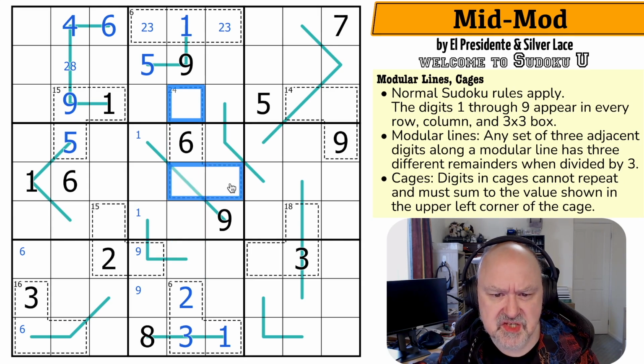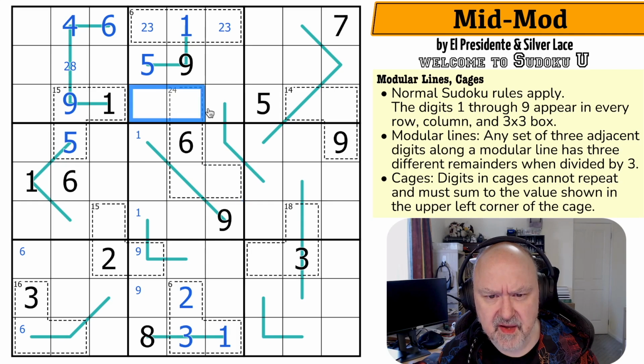But these digits here, I've already got 6 of the 24. Those digits sum to 18. I can't use a 9. I kind of want an extra digit in this before I start playing with it. Maybe I'm being picky about that. Probably am.